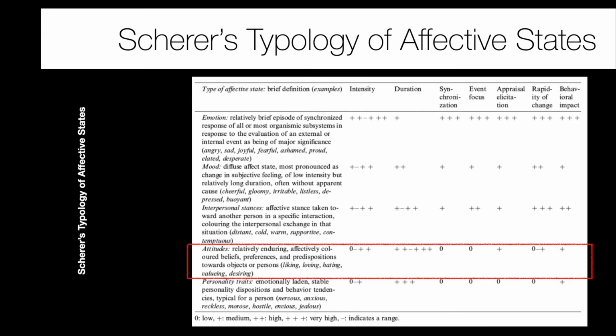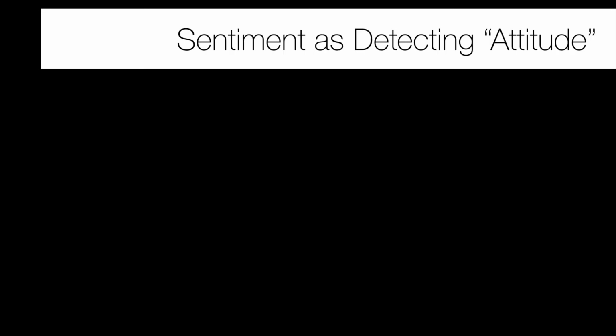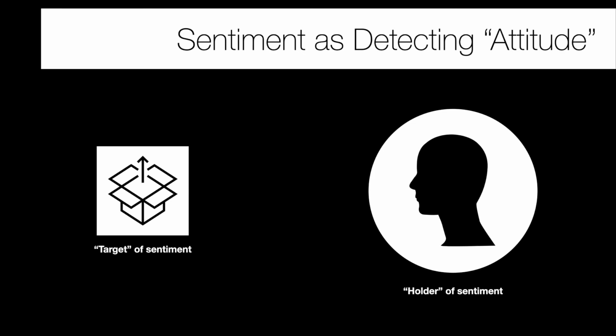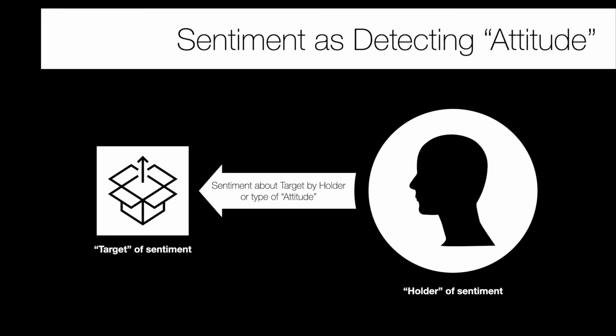But when we talk about sentiment, oftentimes we're explicitly talking about attitudes. We want to understand how somebody feels towards another thing, what their beliefs are, what their preferences are, or what their dispositions are towards other persons or other objects. So when we talk about measuring sentiment, what we're really talking about is measuring or detecting attitude, meaning that we have some holder of the sentiment that we want to measure. An individual or a community of people have some sentiment, and we're trying to measure that person's or that group's sentiment towards something.